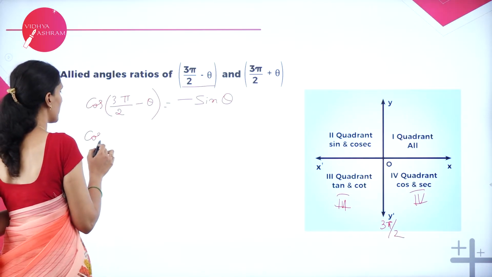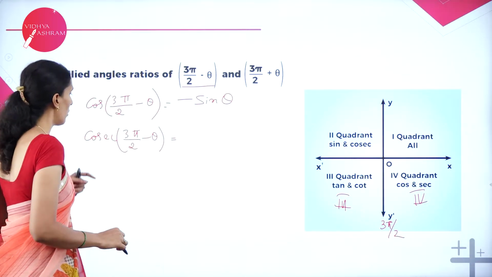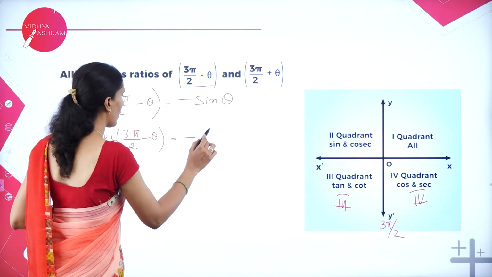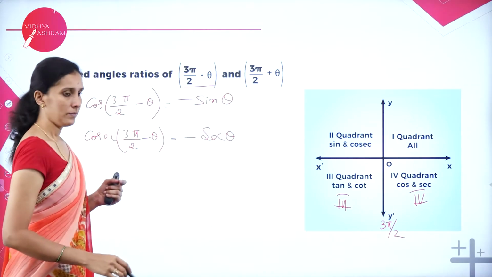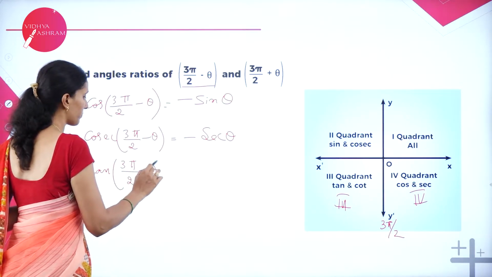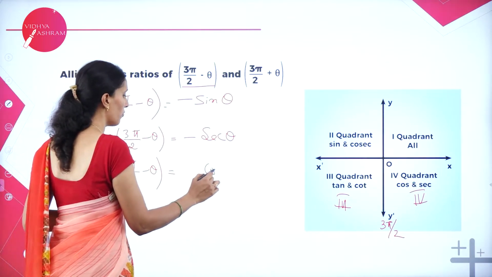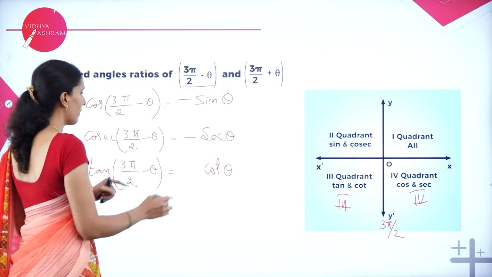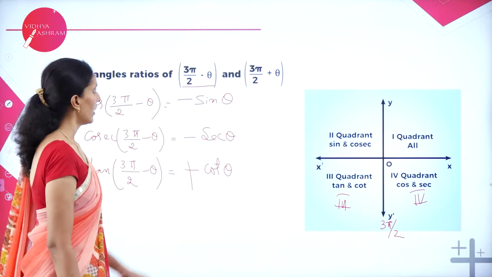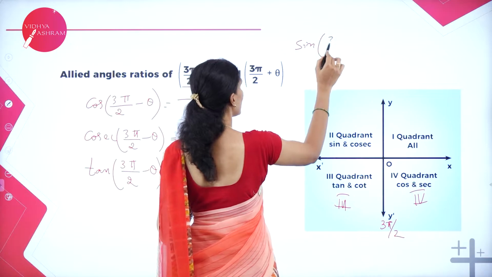Suppose I take cosecant 3 pi by 2 minus theta. Okay, so cosecant 3 pi by 2 minus theta again lies in the third quadrant. So therefore it is minus secant theta. Next we'll take tan. Tan 3 pi by 2 minus theta. The function changes to co-function, but the value is positive here because tan and cot are positive in the third quadrant. Now the same concept I can apply for 3 pi by 2 plus theta. If I take sin 3 pi by 2 plus theta.